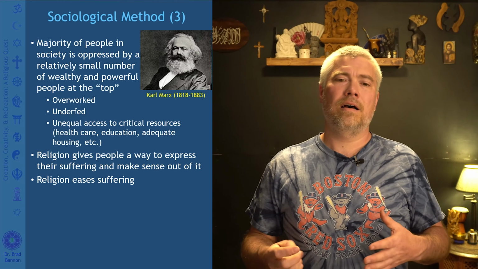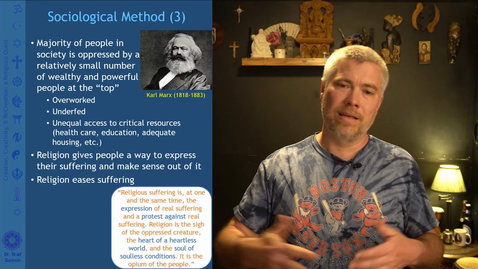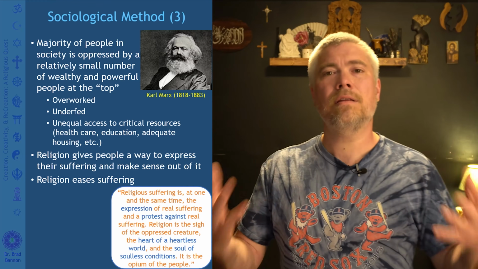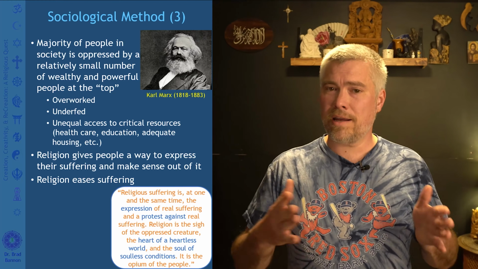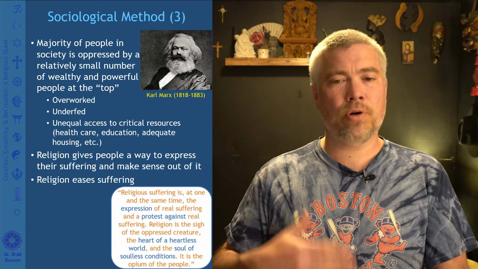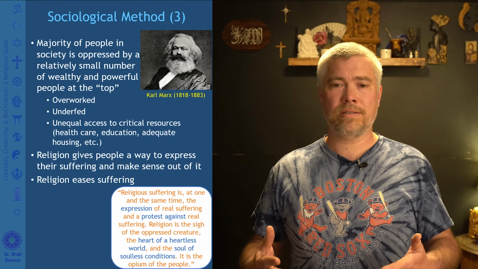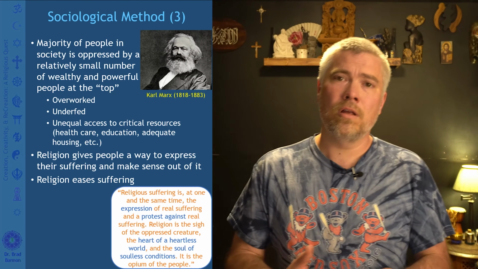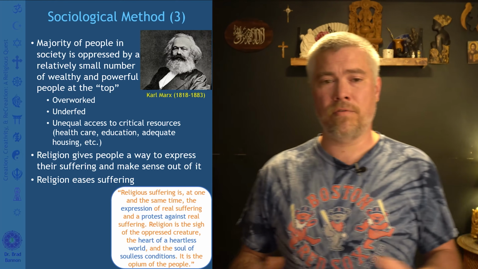But Marx is often quoted as saying that religion is the opium of the masses. And he did say that, but let's look at a little bit more of the quote. So Marx said that religious suffering is, at one and the same time, the expression of real suffering and a protest against real suffering. Religion is the sigh of the oppressed creature, the heart of a heartless world. Religion is the soul of soulless conditions. It is the opium of the people.